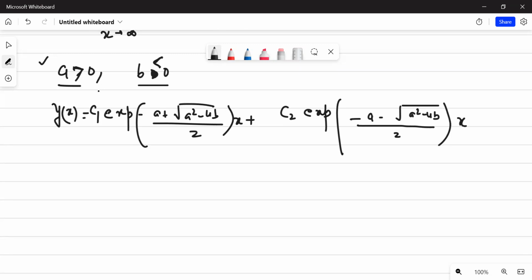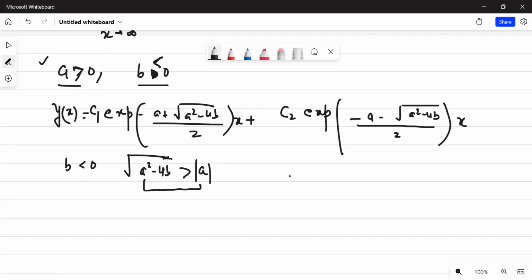Now if a is greater than 0 and b is less than 0, okay? If b is less than 0, what will happen? Again the same thing, a square minus 4b would be greater than mod a. That is something that we've already done, because if b is less than 0, in any case this will be greater than root over a square. So I will write this. Okay, is that clear? And now understand that your a is positive.